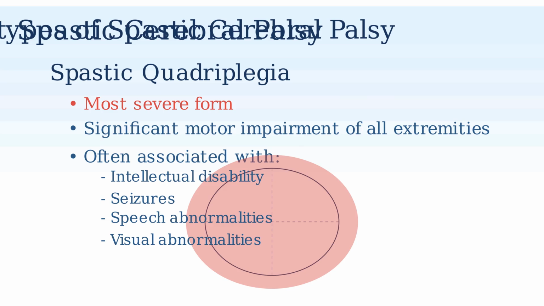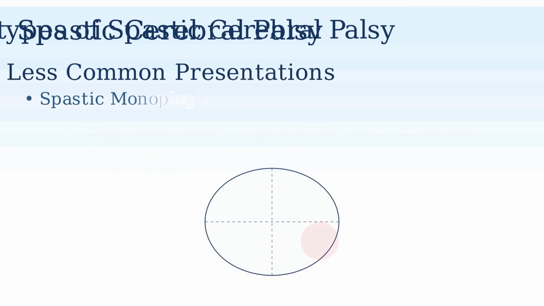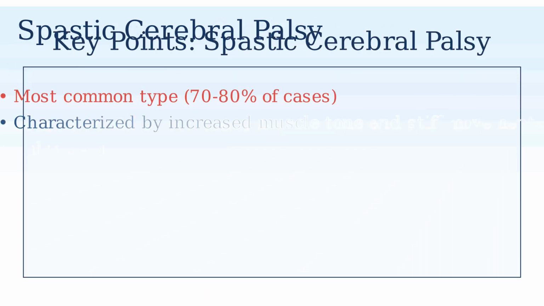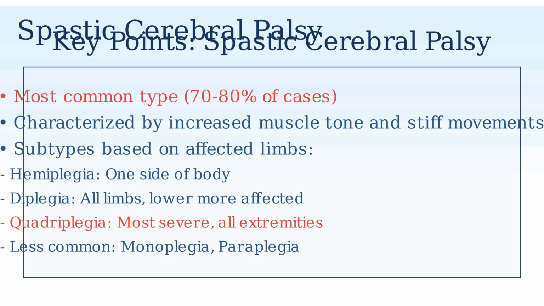It is often associated with intellectual disability, seizures, and speech and visual abnormalities. Less common presentations include spastic monoplegia, which affects only one limb, and spastic paraplegia, which affects both legs but not the arms. To summarize, spastic cerebral palsy is the most common type of cerebral palsy, characterized by increased muscle tone and stiff movements. It has several subtypes based on which limbs are affected, with spastic quadriplegia being the most severe form.